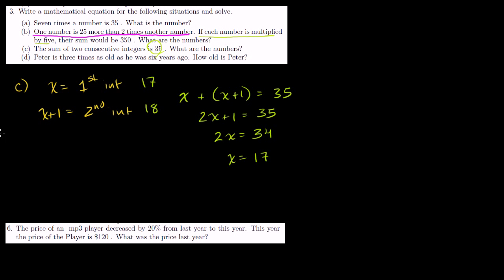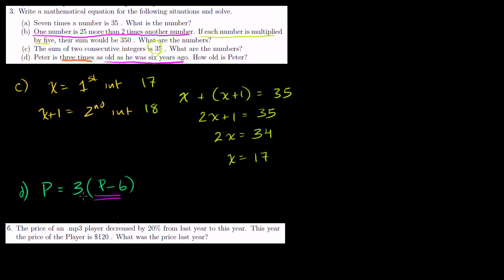Part D. Peter is 3 times as old as he was 6 years ago. How old is Peter? So Peter, I'll say P for Peter's age, is equal to 3 times as old as he was 6 years ago. So 3 times, how old was he 6 years ago? Well, if he's P years old now, he was P minus 6 years old 6 years ago. So this is P minus 6. That's how old he was 6 years ago.